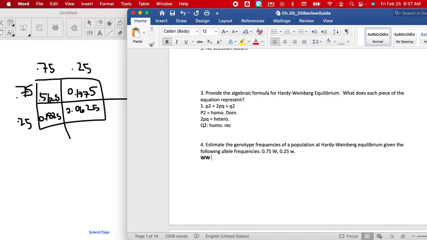So my big W, what's my big W? 0.5625. Big W, little w. We've got to add them. So you've got to add these two boxes right here, big W, little w. And then little w is 0.0625. Okay. Cool. That's it. One page done.